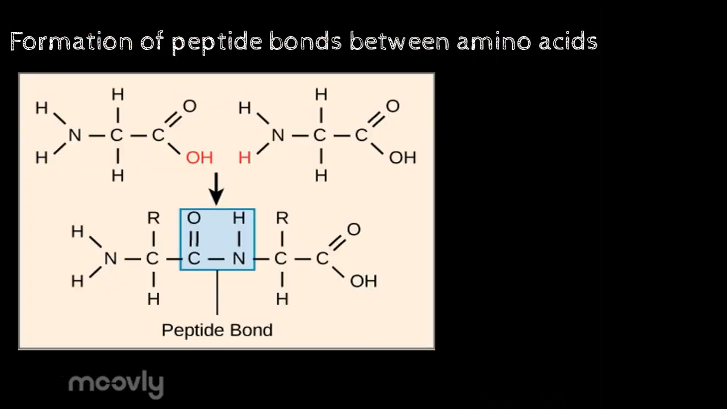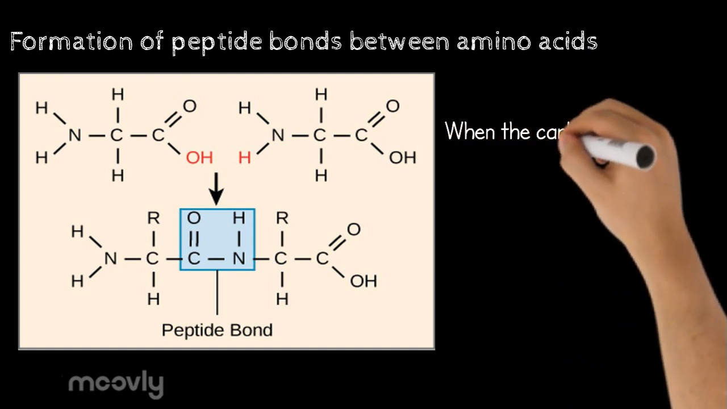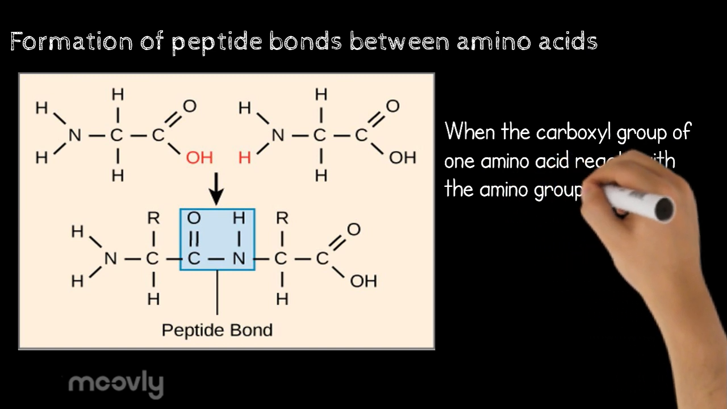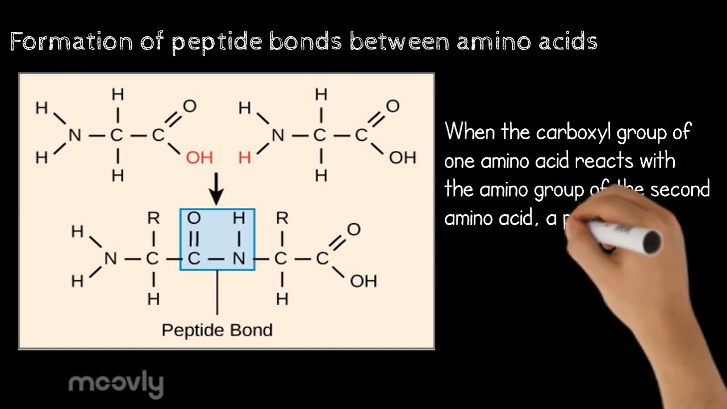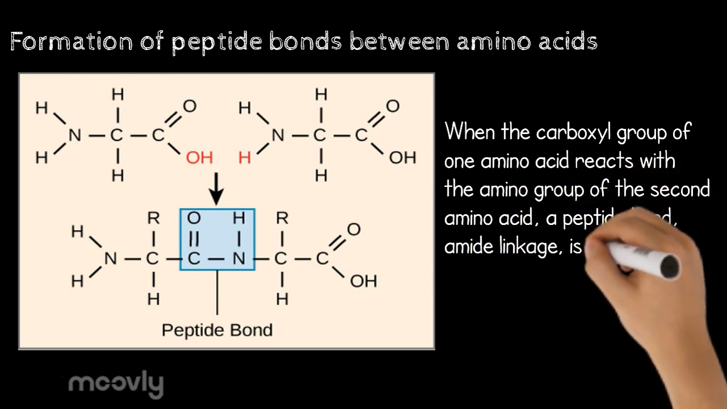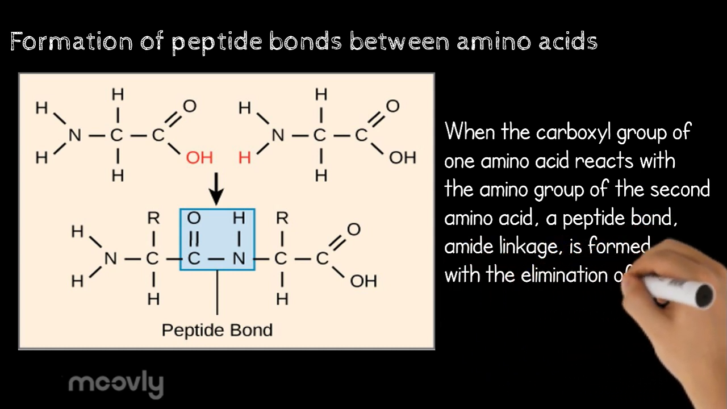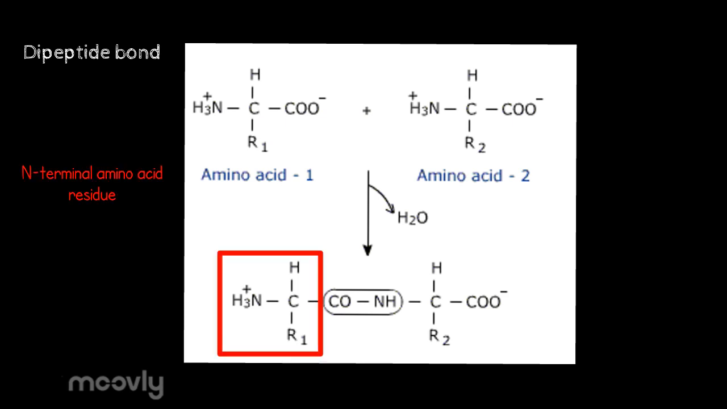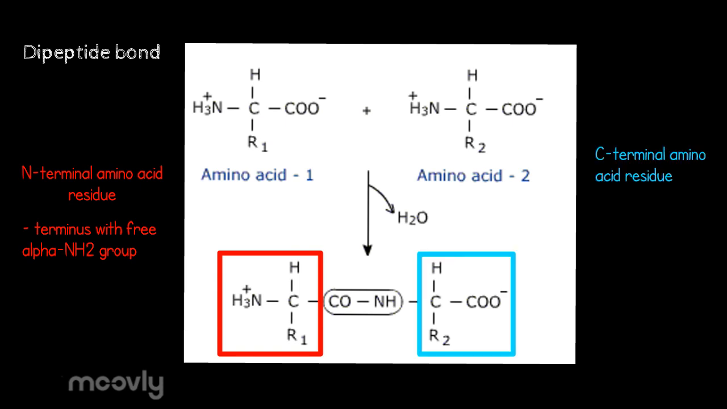When the carboxyl group of one amino acid reacts with the amino group of the second amino acid, a peptide bond and an amide linkage is formed with the elimination of a water molecule. Now, this is a dipeptide bond formation, a formation between two peptides, and this is how the different terminuses are identified.